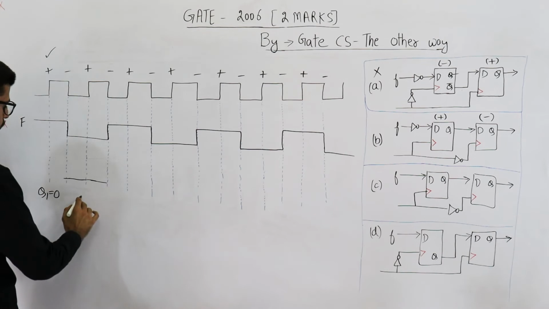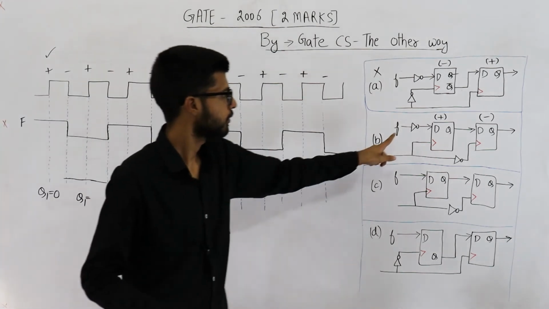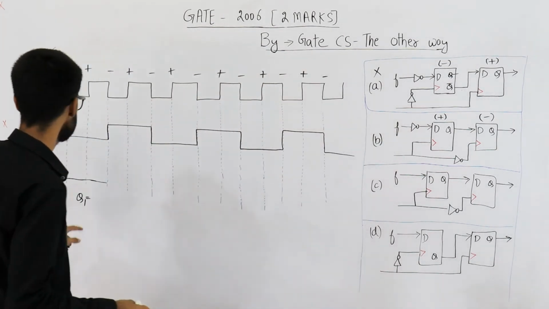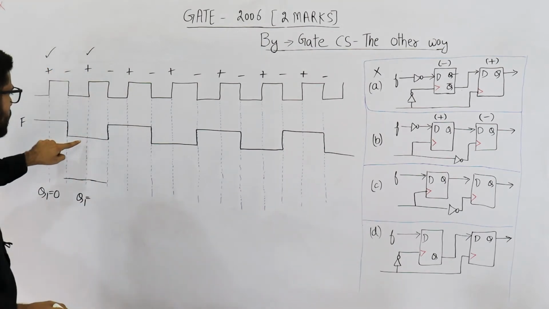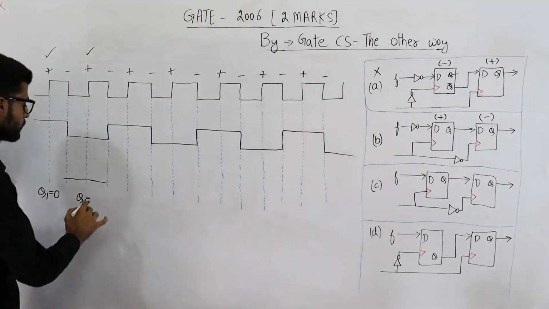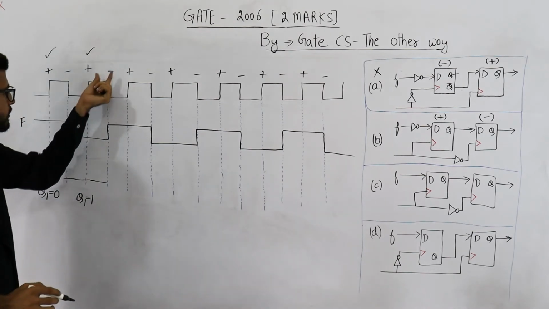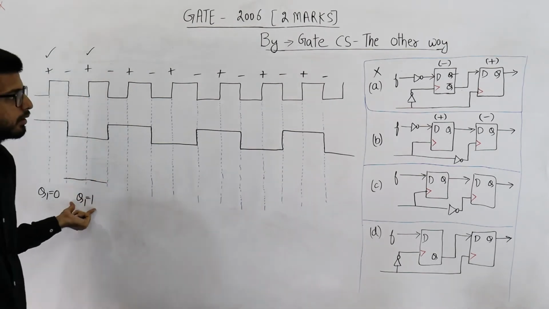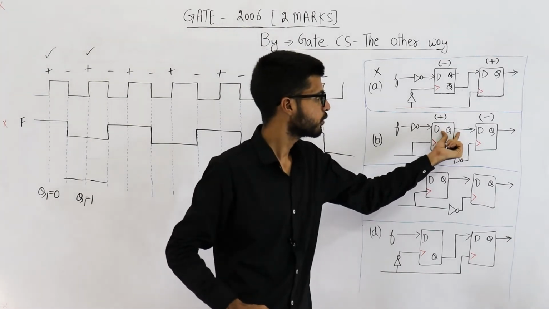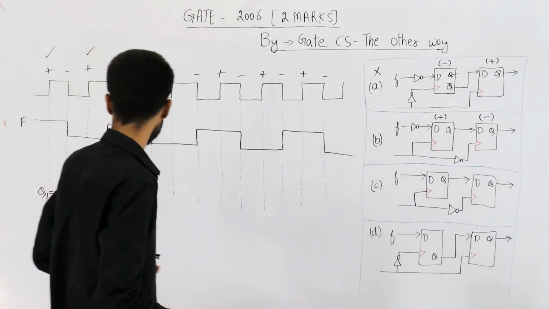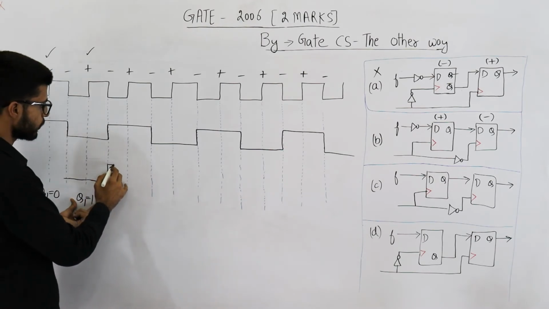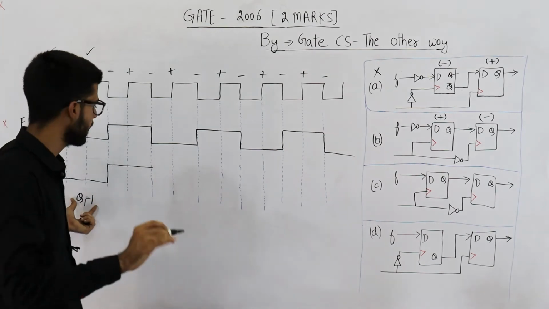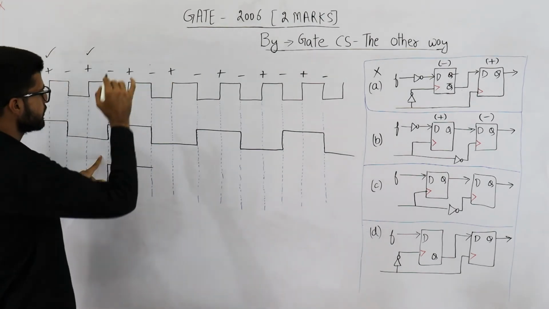On a positive clock, Q1 will be complement of F because of this NOT gate. Let us see what is value of F during this positive clock. During this clock, F is 0, Q1 will become 1. And during this negative clock, whatever is this will be shifted in the output. So Q1 is now 1. This will be shifted in the output. And this output will remain as it is until the next negative clock.